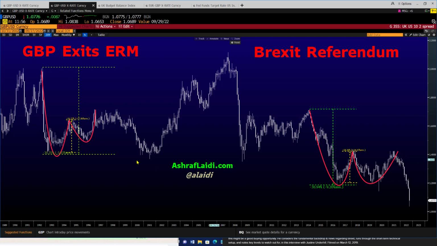The big difference is that when we fell back in 2000 and 2001 in the dot-com bust, we basically stabilized in those lows, but here we didn't.